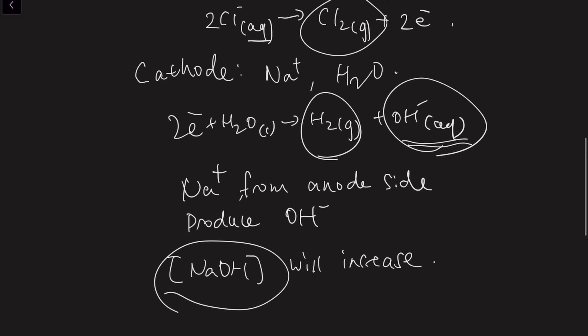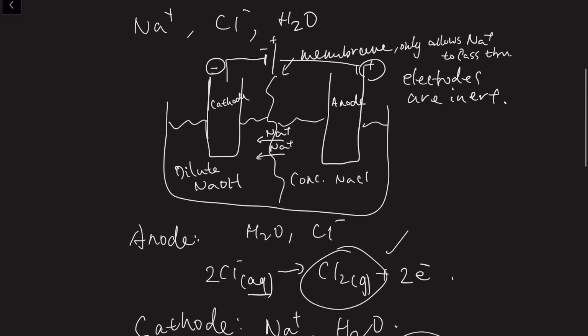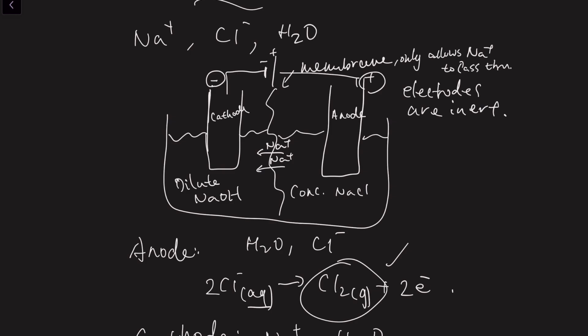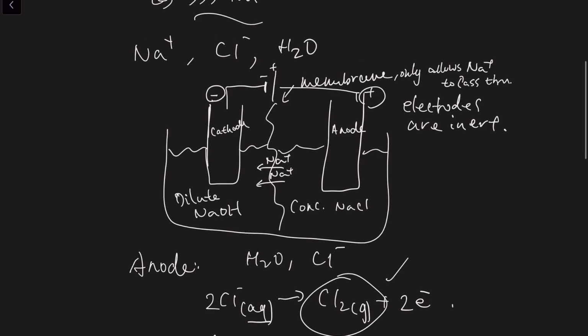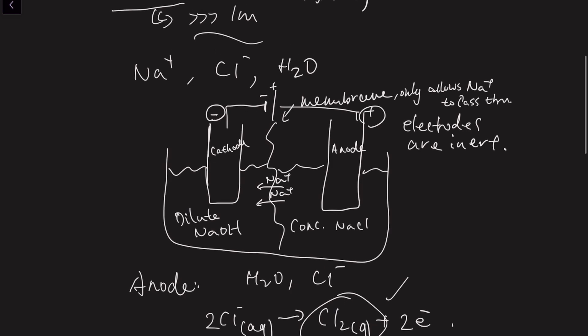And that's why we use different electrolytes for cathode and anode, to ensure that we don't mix sodium hydroxide with sodium chloride, which would be very difficult to separate out. And that's why this whole process, or this whole apparatus, is called membrane cell.